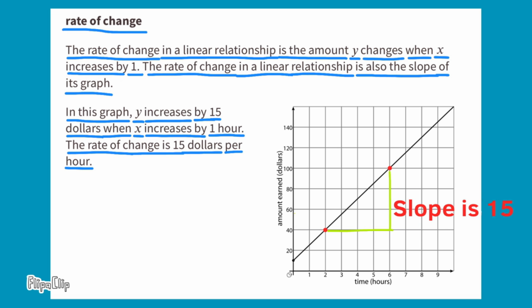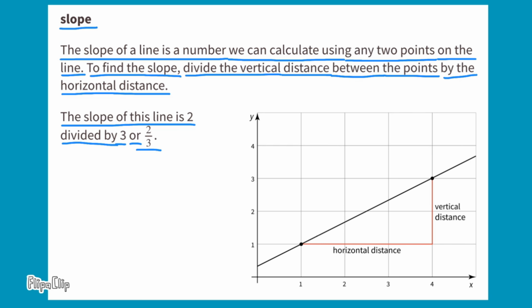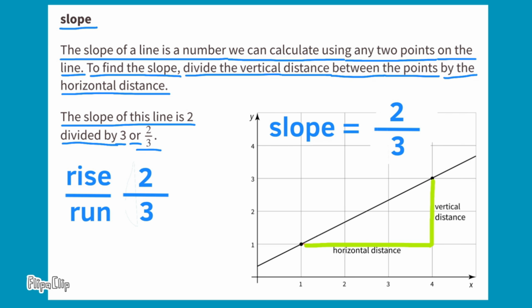so the slope of this line is 15. Slope. The slope of a line is a number we can calculate using any 2 points on the line. To find the slope, divide the vertical distance between the points by the horizontal distance. The slope of this line is 2 divided by 3, or 2/3. The slope of a line is rise over run, and in this case the rise is 2 units and the run is 3 units. The slope of this line is 2/3.